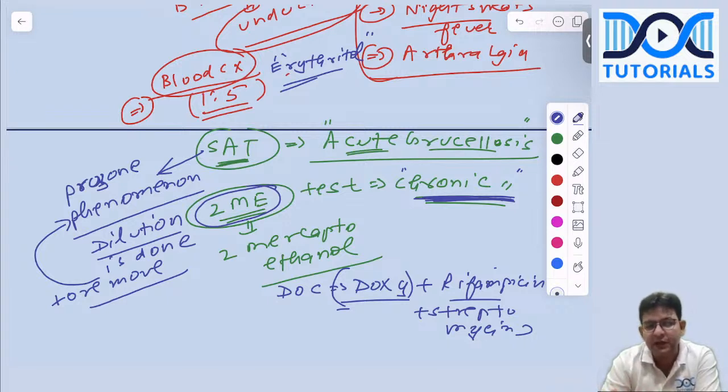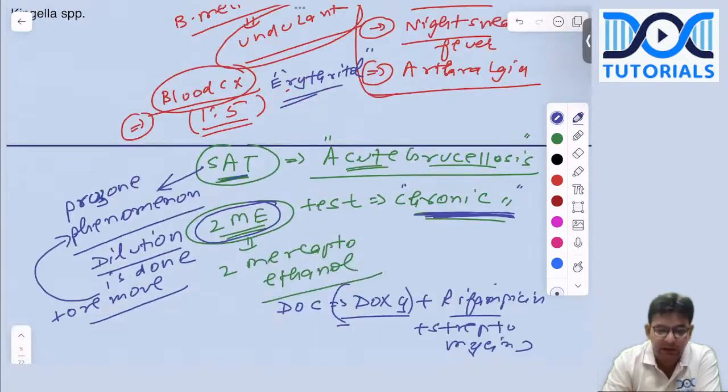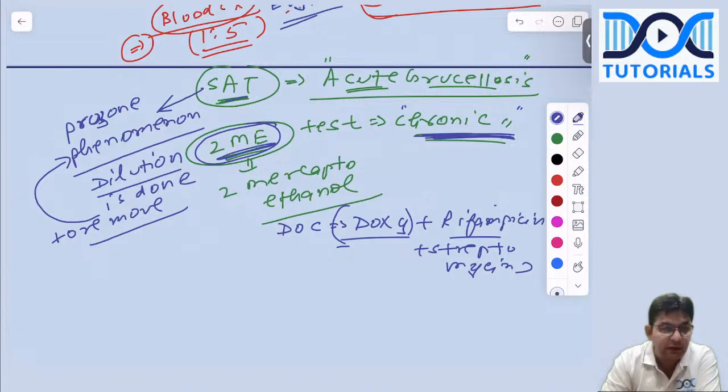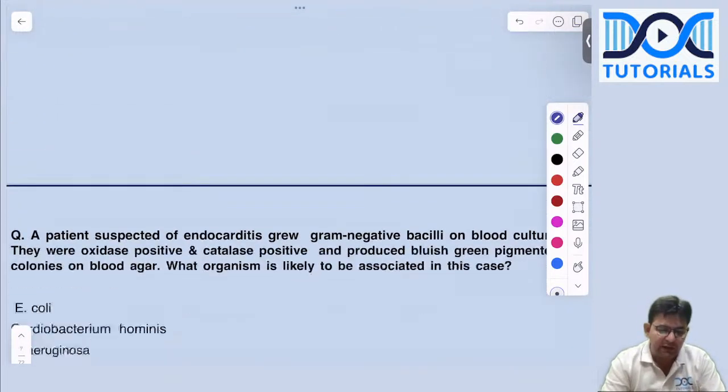Another thing is the names of the card tests, that is Rose Bengal card test, milk ring test, whey agglutination test. Those tests, they all are being used for what? They all are used for milk contaminated with brucella. Is it fine? So this is the way to approach these types of stuff, and definitely a question might come on brucella. And the important point which I've told is regarding the 2ME, that is the 2-mercaptoethanol test.